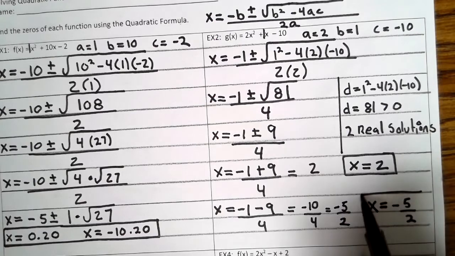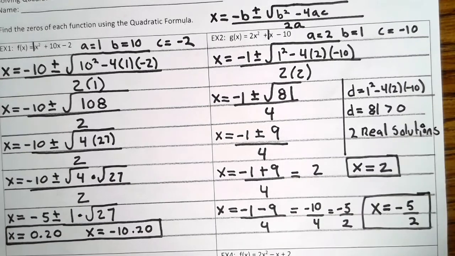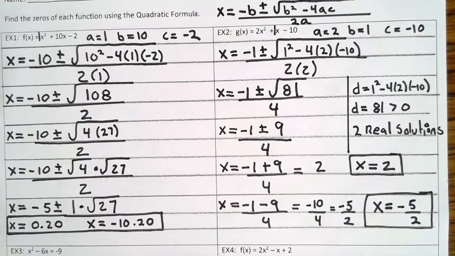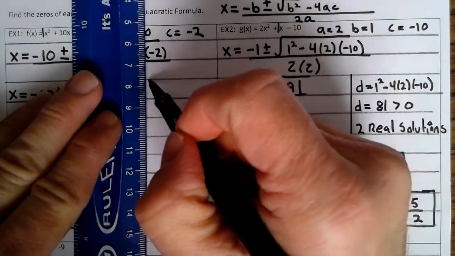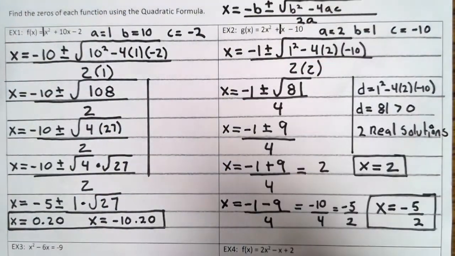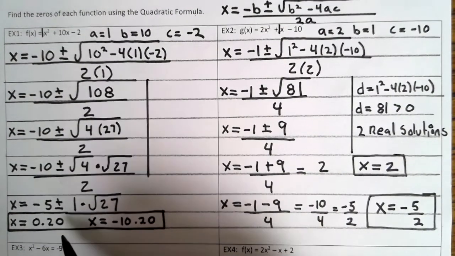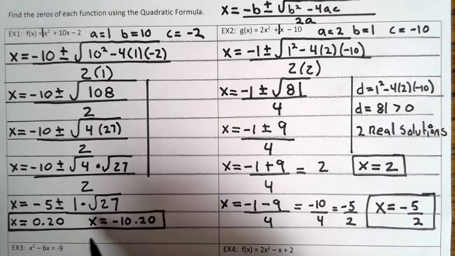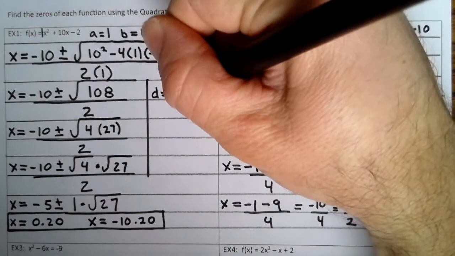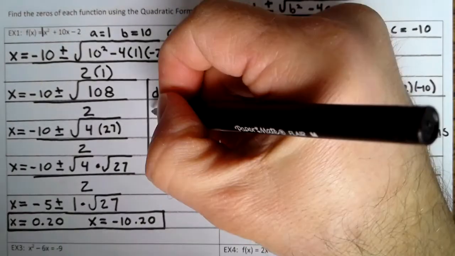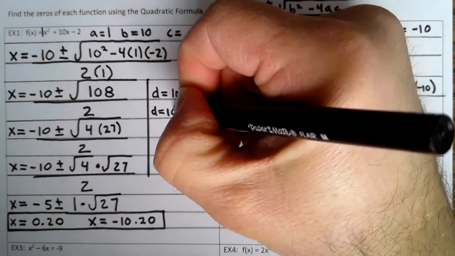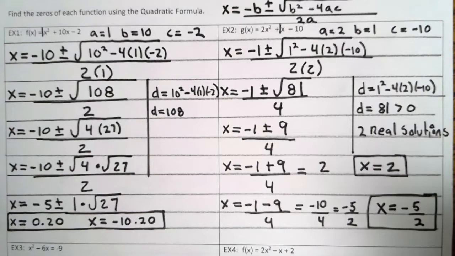All right, so let's come back to example 1, and let's look at the discriminant. Now, in doing the discriminant, we should get a value greater than 0 because we got two real solutions. If we didn't, then we made a mistake somewhere in our work, okay? So our discriminant, we know, is 10 squared minus 4 times 1 times -2, which we know is 108, which we know is greater than 0. So we know that there are two real solutions.